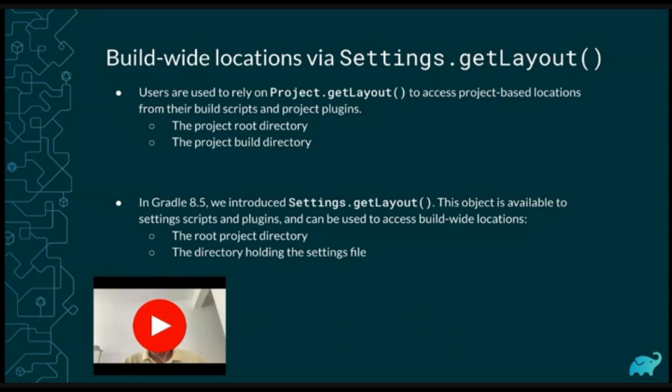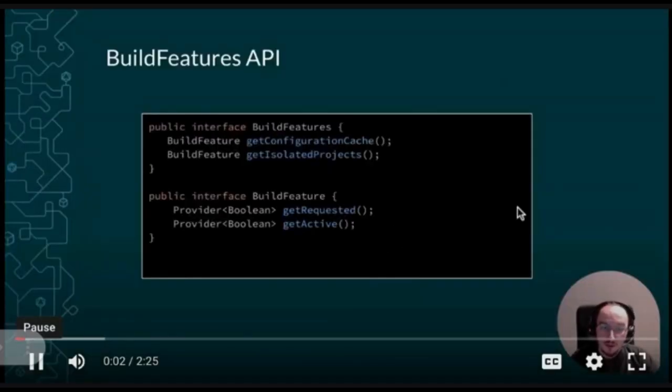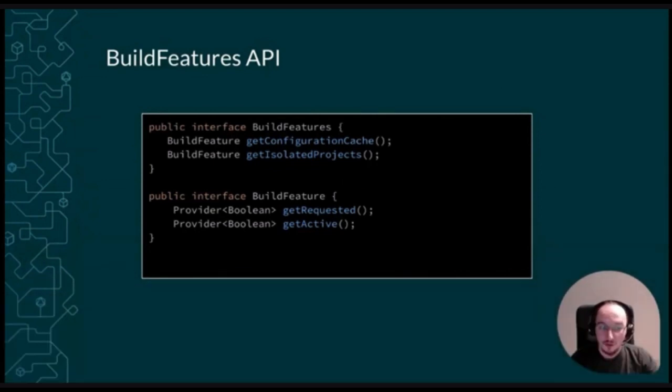The next one is about the build features API, which provides some additional information. Let me start it. The build features API is a new API in Gradle 8.5 that provides build and plugin authors better insight into what Gradle features are used in a particular build. It aims to replace start parameters and switches, and provides a much more detailed view.